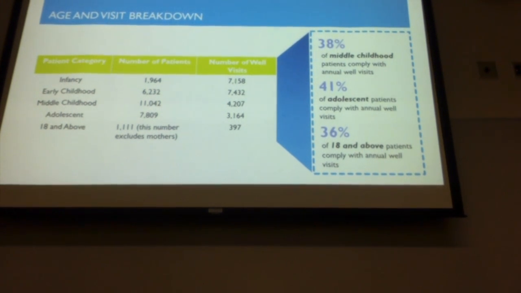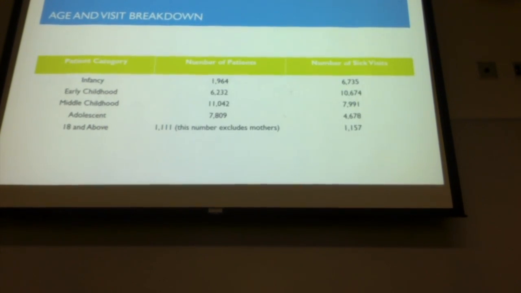As you can see, the infancy and early childhood numbers show that most of the patients in that age range are compliant with their appointments. But as we move on to middle childhood and adolescent, that number drops drastically, to the point where only 38% of middle childhood patients comply with their annual well visits, 41% comply for adolescents, and only 36% comply for 18 and above.